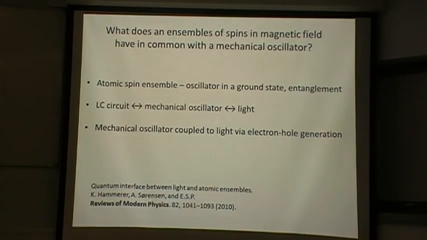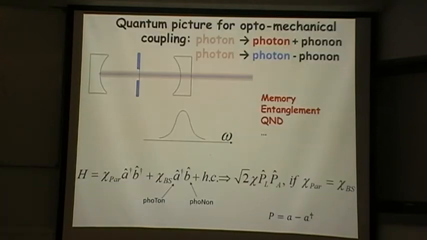So, what does the atomic spin ensemble have in common with the mechanical oscillator? Well, the Hamiltonians are the same. The optomechanical community now for a few years is blooming with those Hamiltonians. They take, for example, a membrane or a micro mirror, they couple it to the cavity field, and this oscillating mechanical object modulates light. So light, which you put in, through this modulation at the mechanical frequency, generates two sidebands, red and blue.